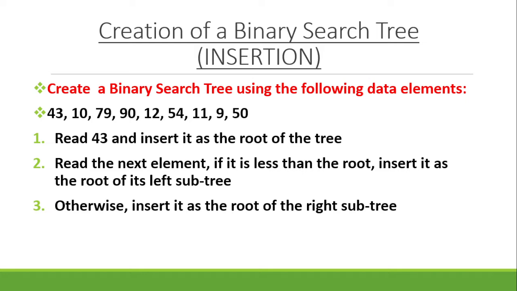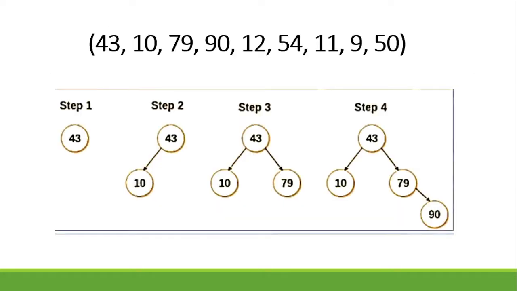Take the first value, it is 43. So let us make the node with value 43 and insert it as the root node to the tree. 43 is now the root node. Step 1, we have made 43 as the root node and we move on to the next value.